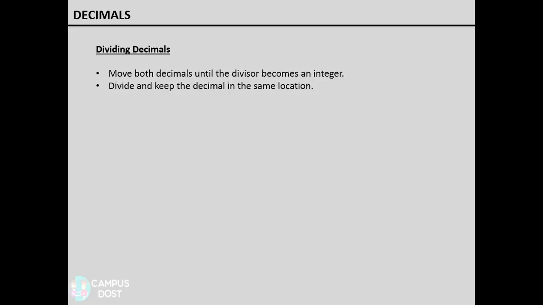Okay, now let's look at how to divide decimals. The steps here are as follows. First, move both decimals until the divisor becomes an integer, and then divide and keep the decimal in the same location. So, to divide this number, let's first rewrite the division this way.